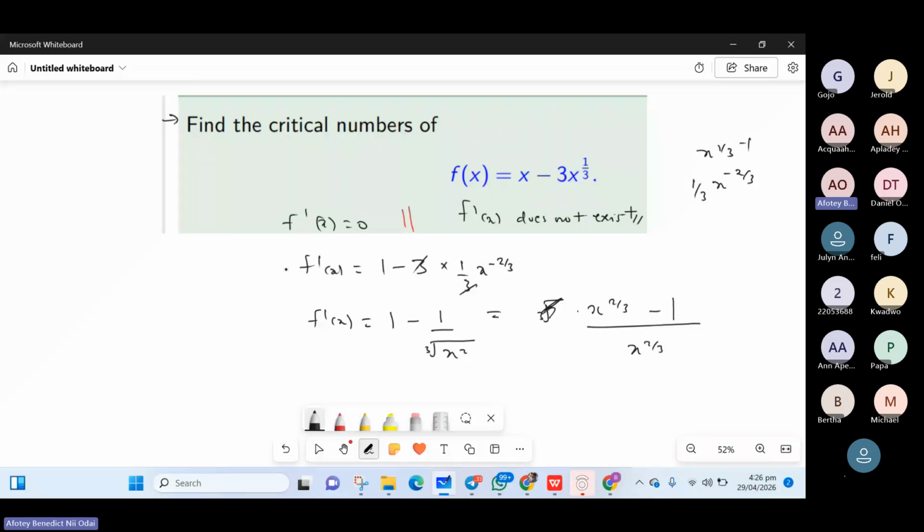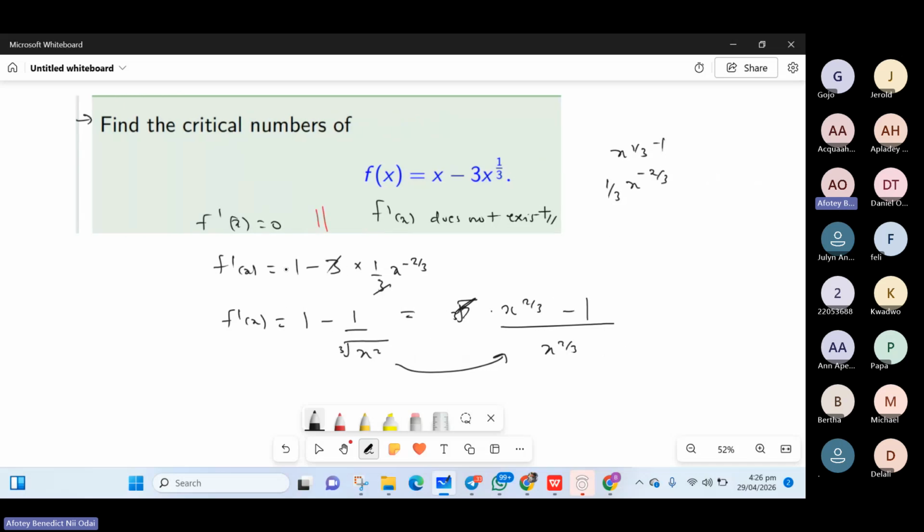So what I've done is I've rewritten this expression. Well, this is basically x to the power 2 on 3, right? So you can separate this. You get x to the power 2 on 3 on x to the power 2 on 3, which is 1, minus 1 on x to the power 2 on 3. Then you are good to go, right? So this is what we have.